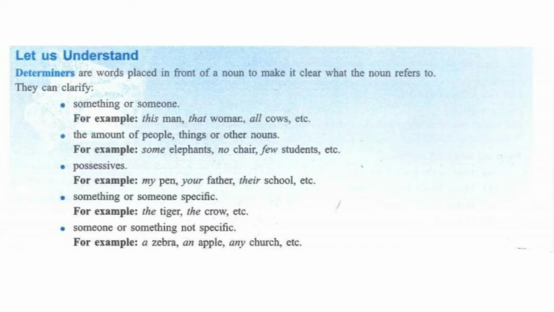Possessive, for example, my pen, your father, their school. Something or someone specific, for example, the tiger, the crow. Someone or something not specific, for example, a zebra, an apple, any church. So determiners are the words that come before a noun and show how the noun is being used. So this is how determiners are used.